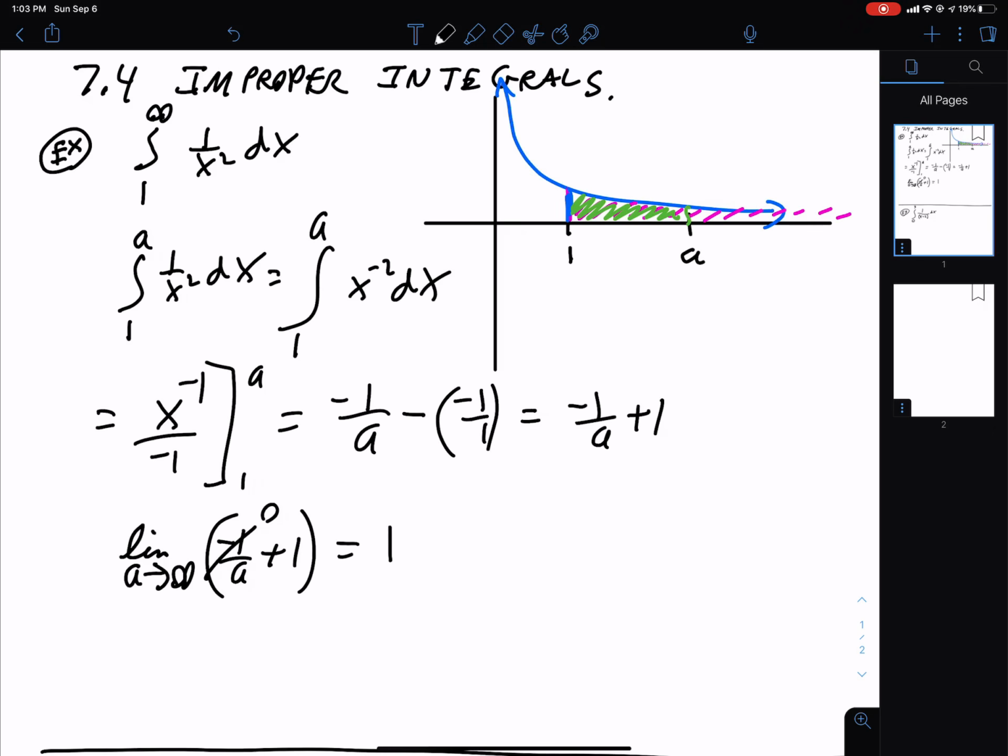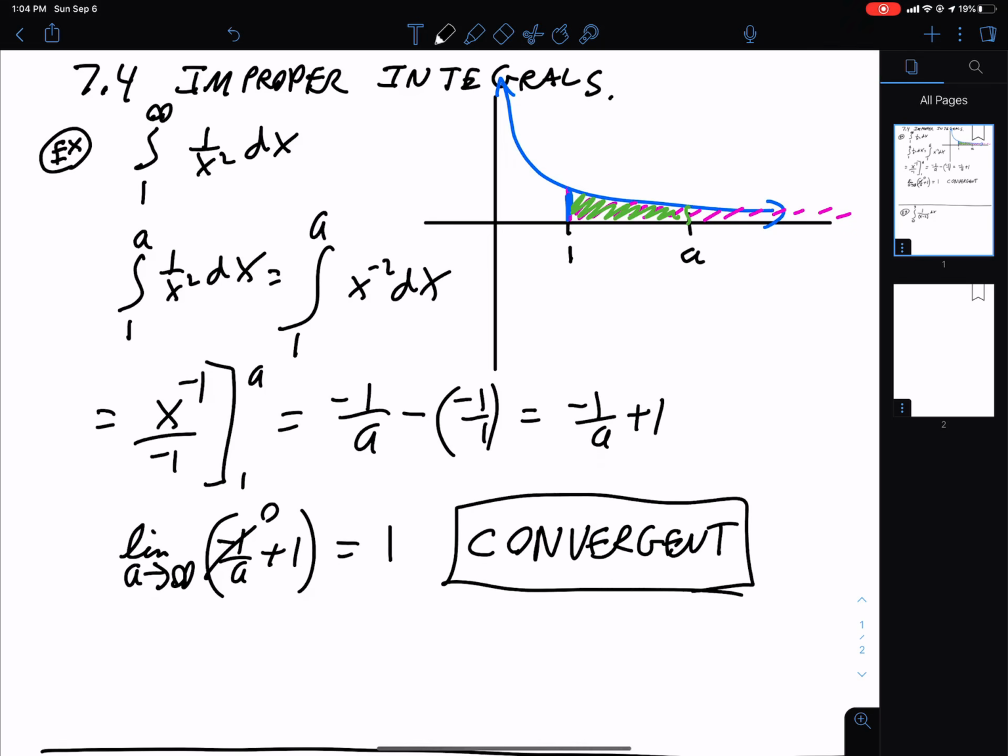So when you have an improper integral that actually has a finite value, we call this convergent, or it converges to 1. Because if you add forever and ever and ever, it keeps on adding, and that sum approaches 1. So it converges to 1.